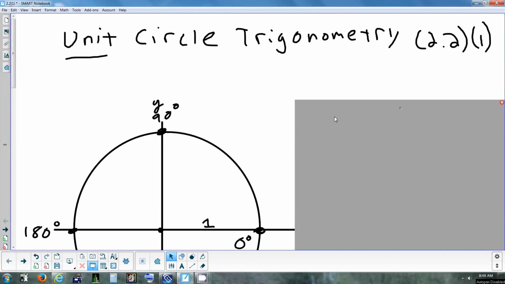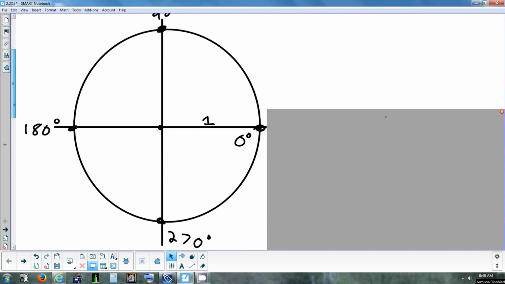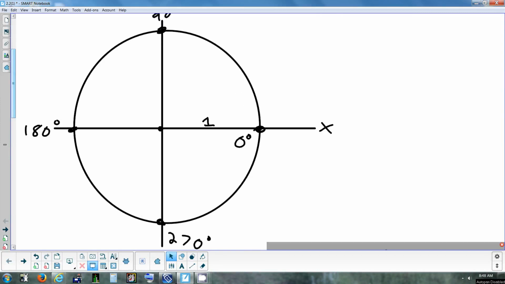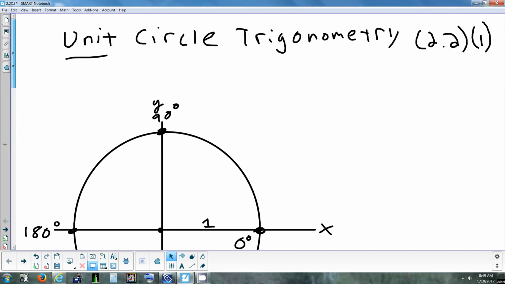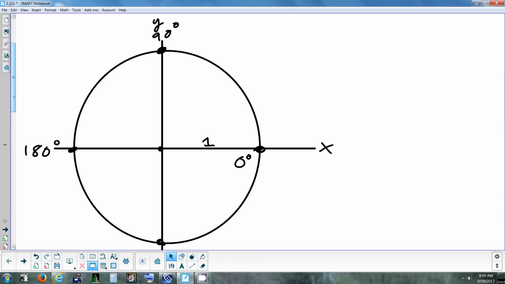All right, so we're going to start out by looking at this diagram. The first thing is I've drawn a circle, and it's a circle that has a particular radius. It has a radius of 1. Whenever you draw a circle with a radius of 1, that makes it a unit circle. That's all that unit circle means. Circle with radius 1.